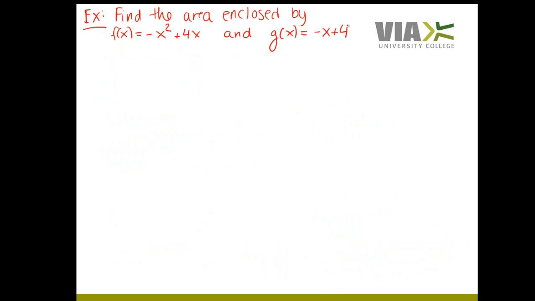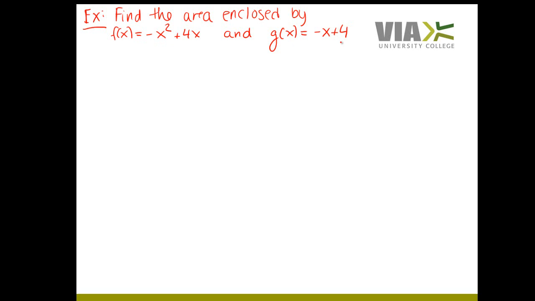So in this example here, we should find the area enclosed by the two graphs f(x) equals minus x squared plus 4x and g(x) equals minus x plus 4. So what we just looked at before was that we could find the area as the definite integral between the upper function and the lower function. So the first thing we need to realize here is which one of these, f(x) and g(x), is the upper function and which one is the lower function.